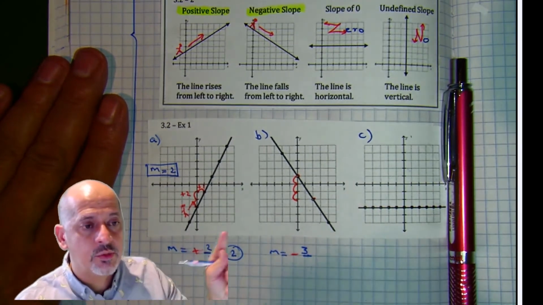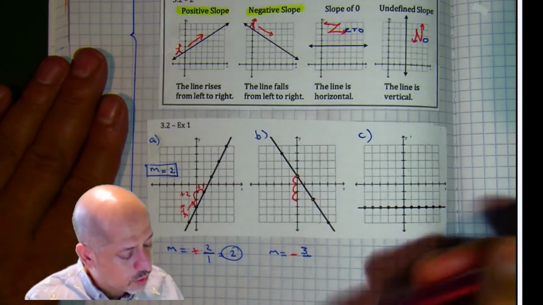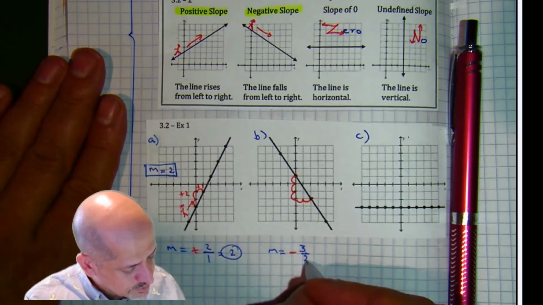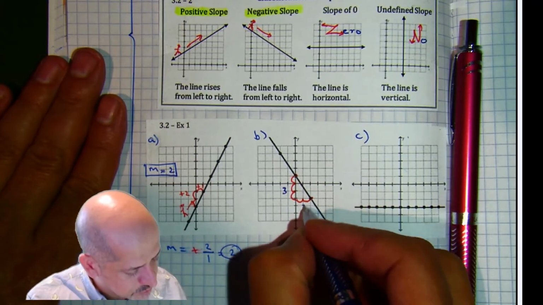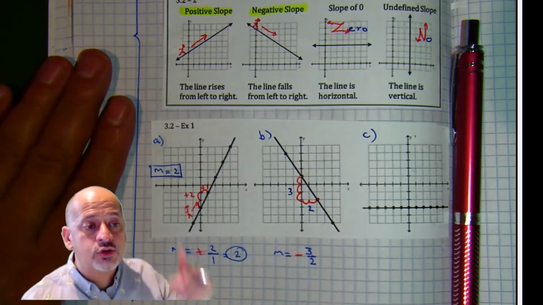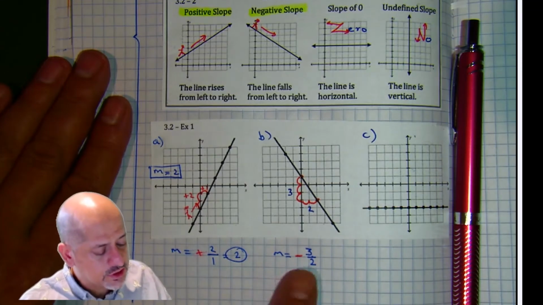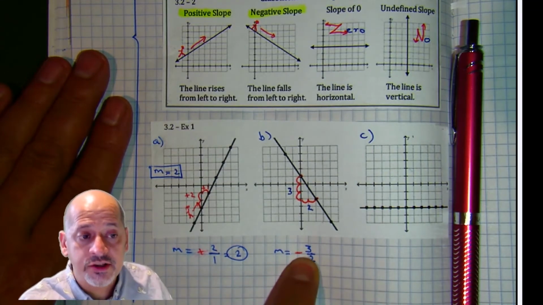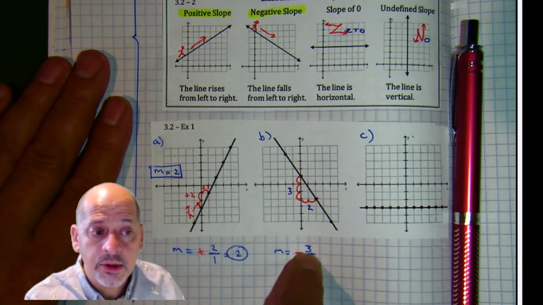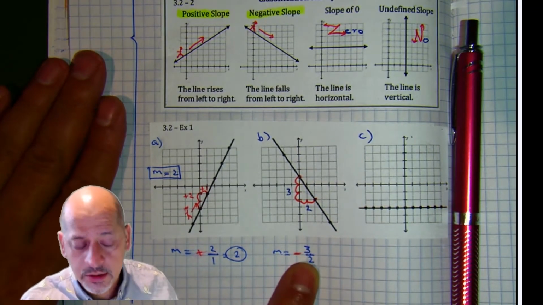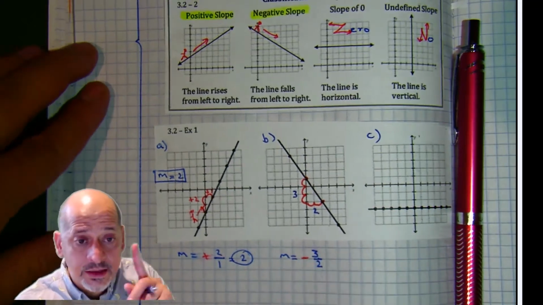And how many times to the right? I need to go 1, 2. So this is 3, and this is 2. Now notice that it's going down, so it's negative 3 and positive 2. But we usually say that the negative belongs to the entire fraction and not just to the 3. It can belong to the 3, or it can belong to the 2, but not to both, correct? So that's something that you need to remember.